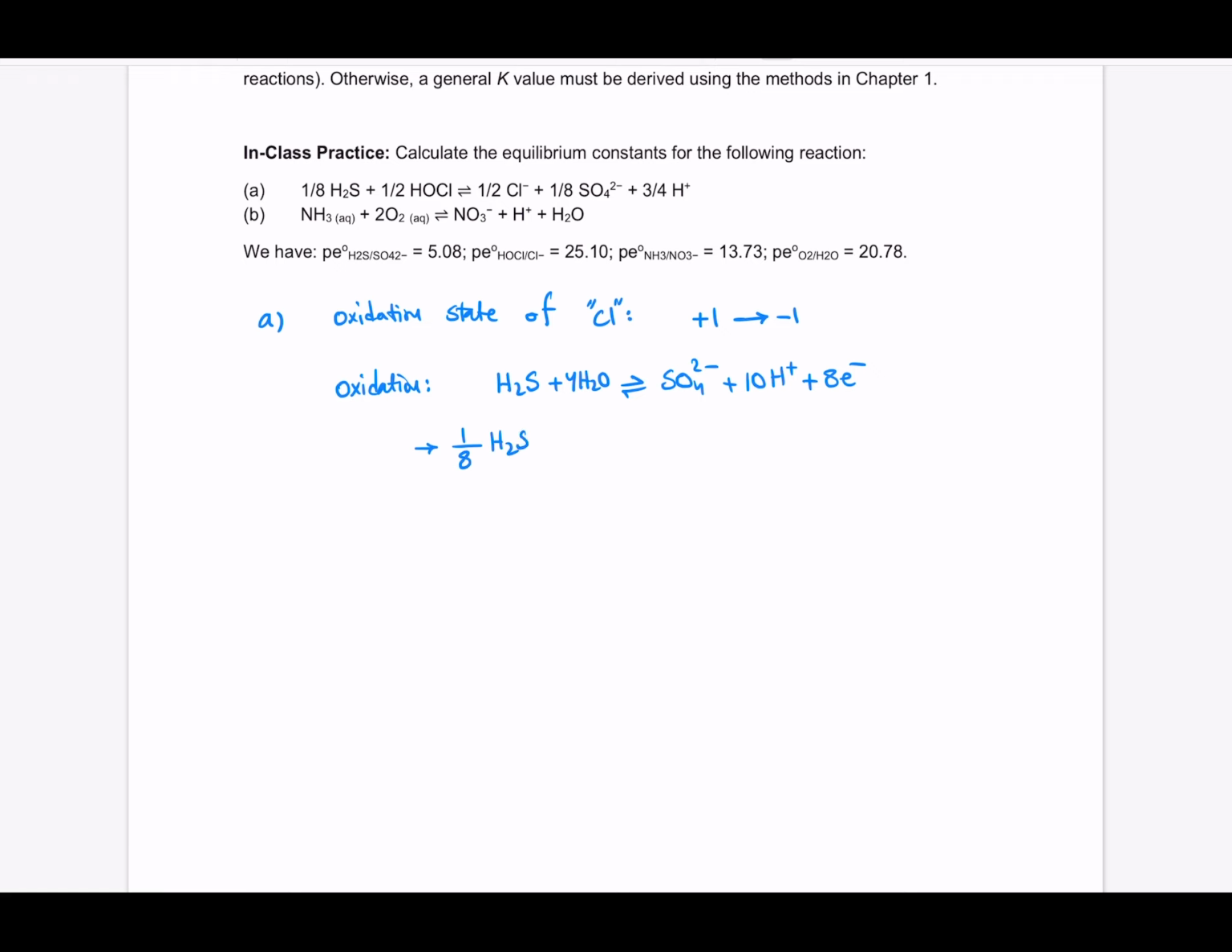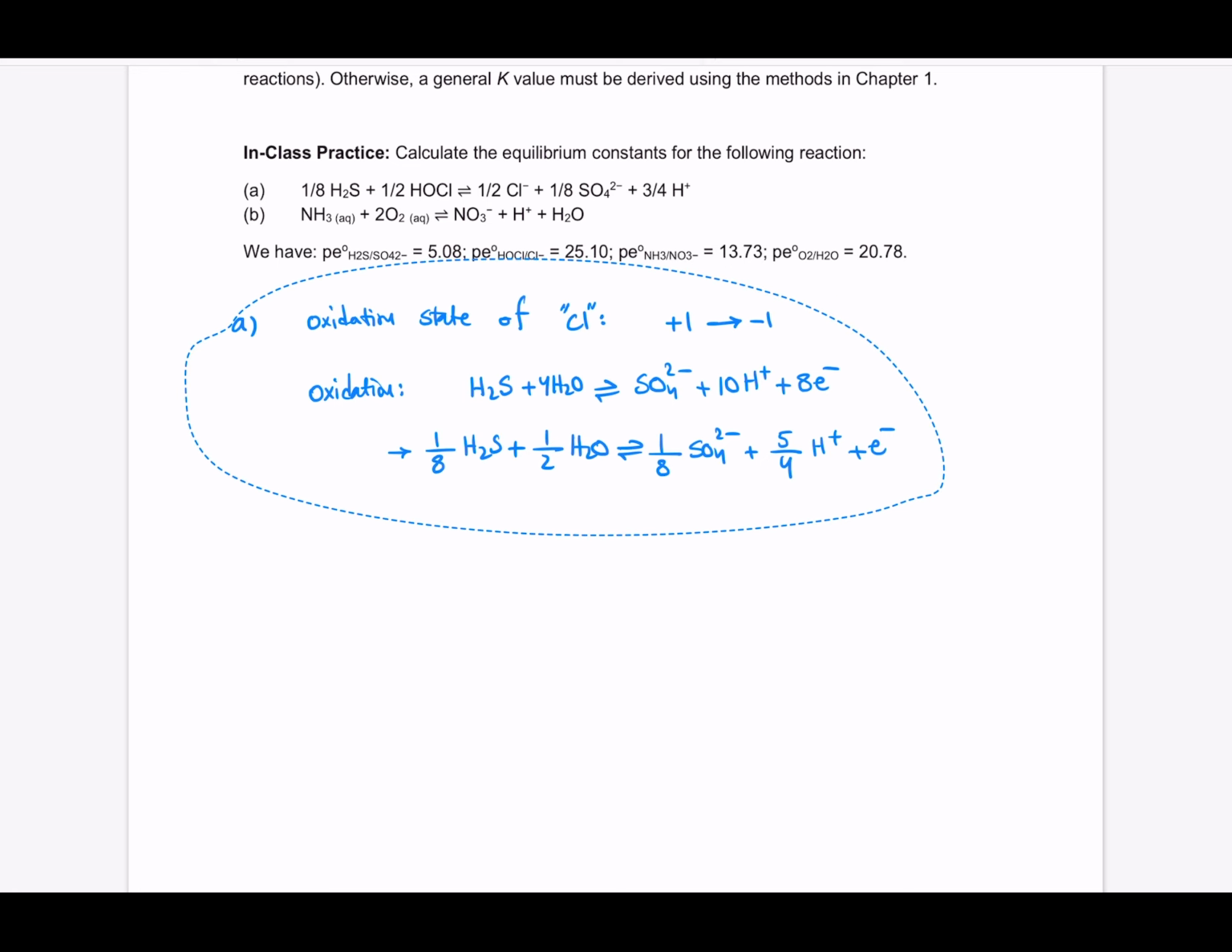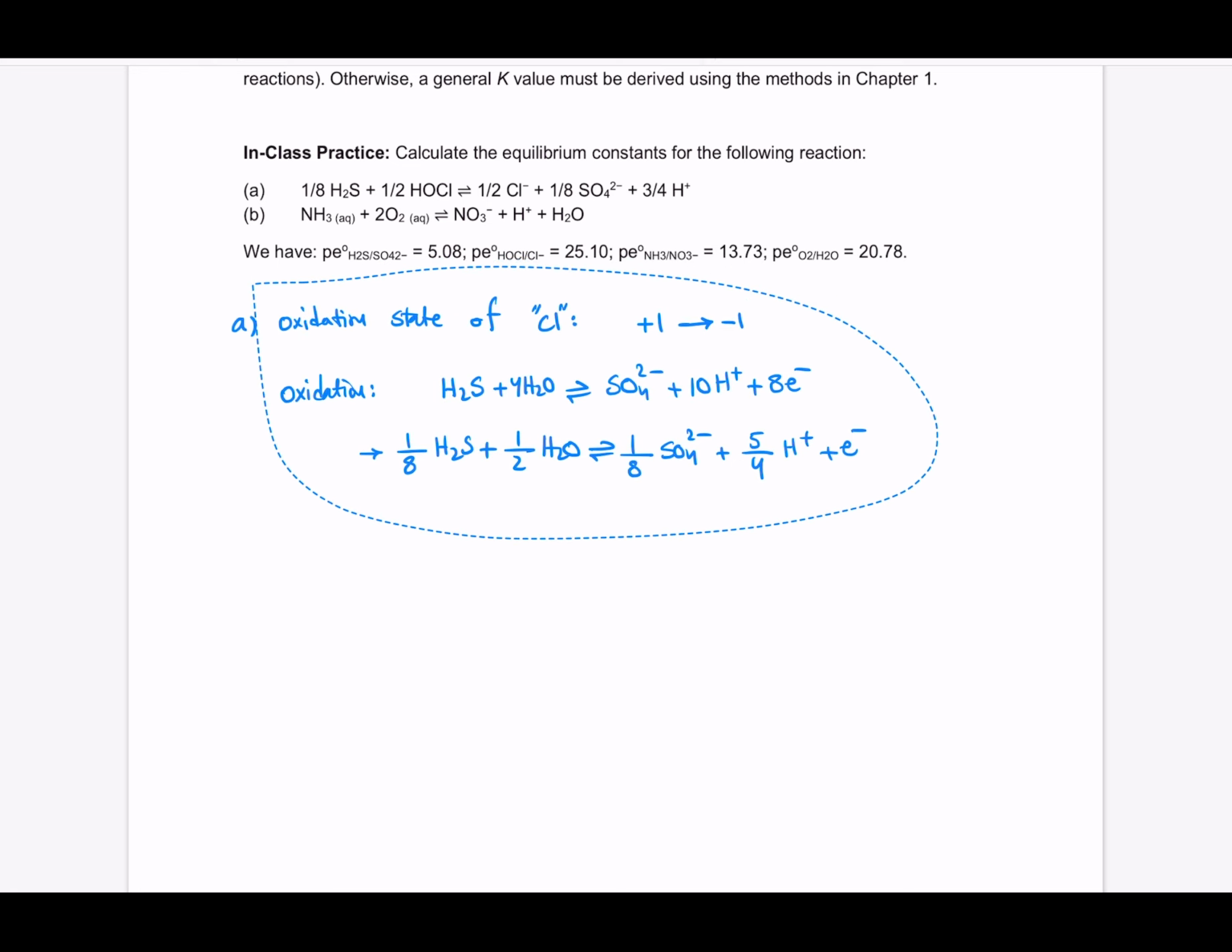of H2S plus 1/2 of water is forming 1/8 of sulfate plus 5/4 of H plus electron. Then we are allowed to use that E0. And this would be E0 of H2S and sulfate.